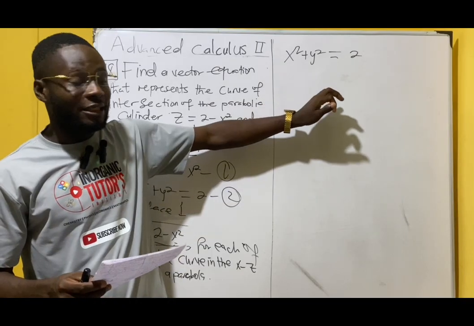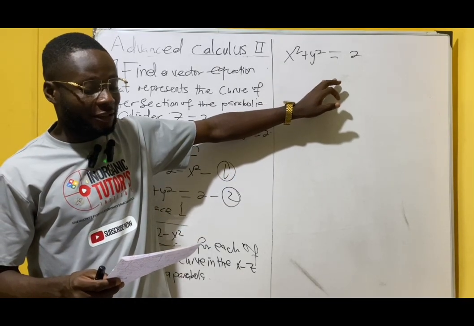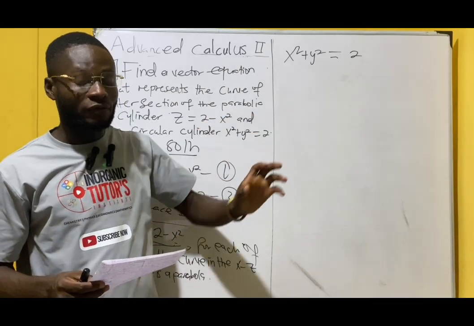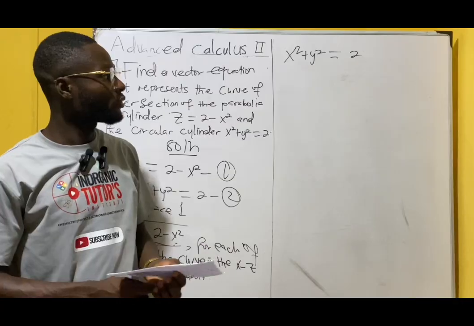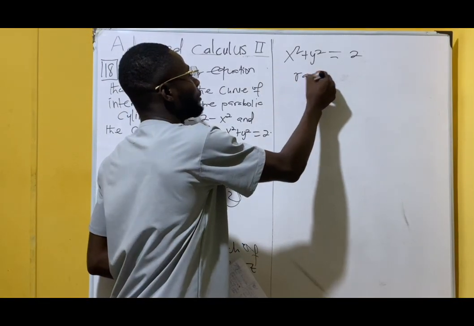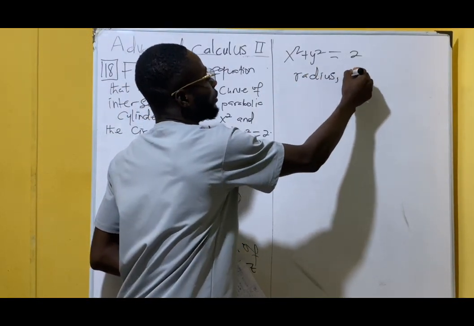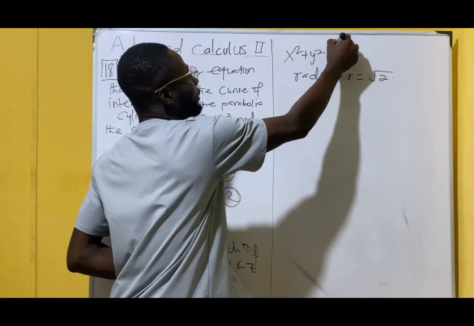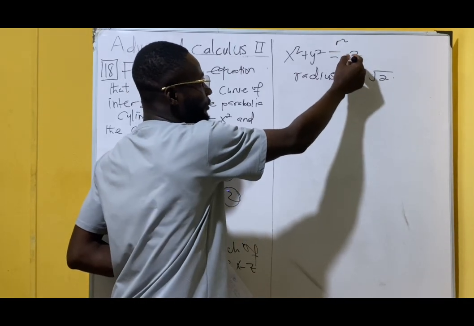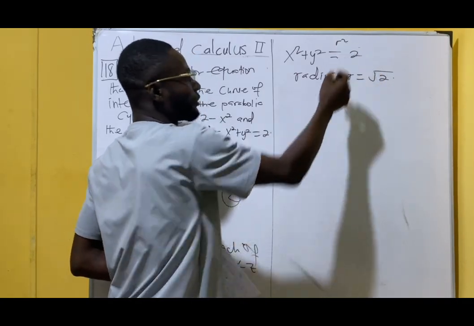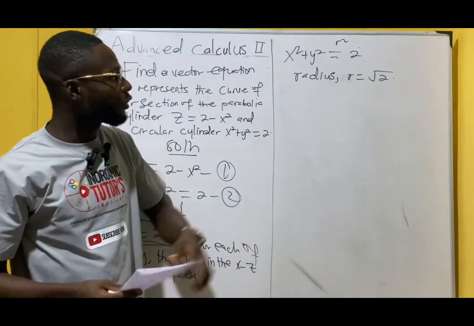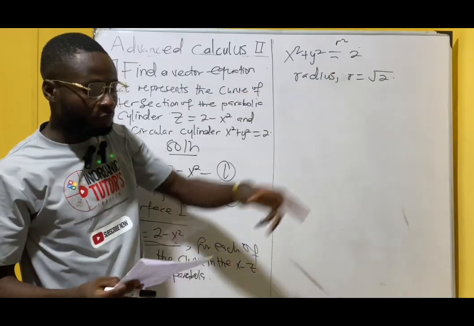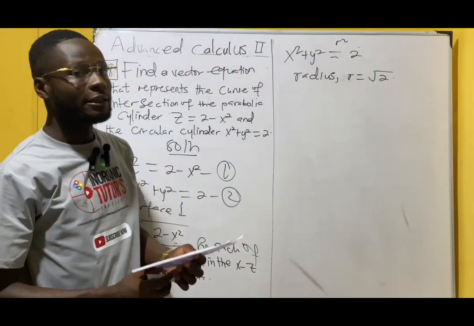So this is basically telling us that in the xy plane, it's a circle of radius square root of 2. So the radius r is equal to square root of 2, right? This is the radius of this particular circle.